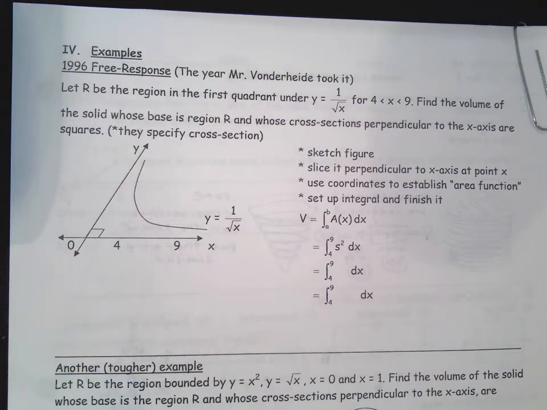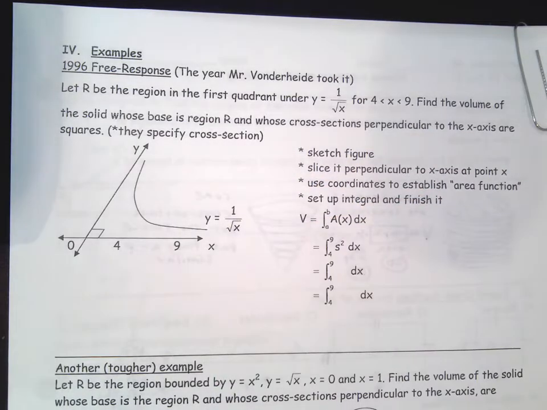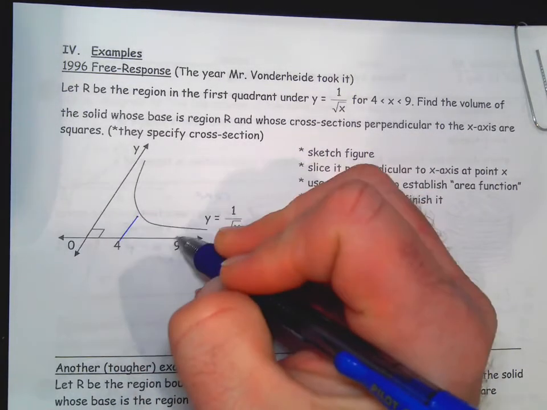So let R be the region in the first quadrant. Now, they may give you a picture. They may not. You might have to draw the picture yourself. I've already kind of drawn it here, and I've drawn it slanted on the page to give it a little more perspective. I'm usually not going to draw the axes slanted like this, but I just did here. So you have y equals 1 over the square root of x. We're going from 4 to 9.